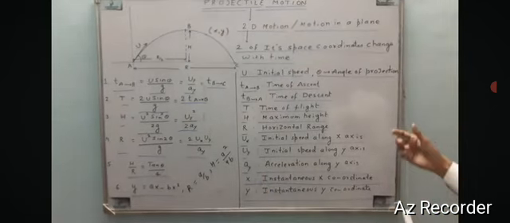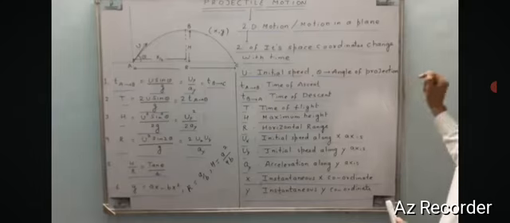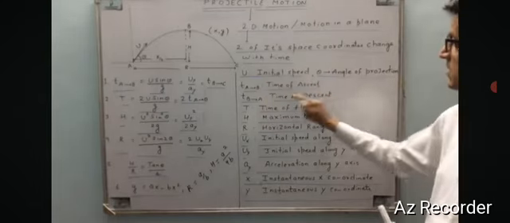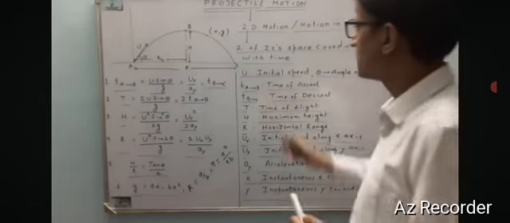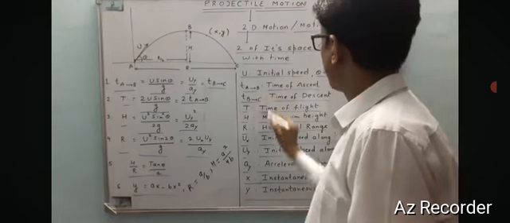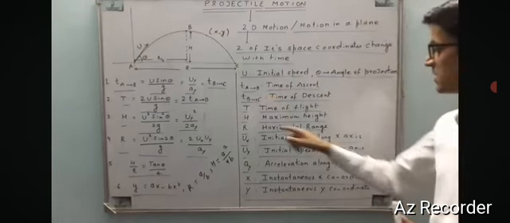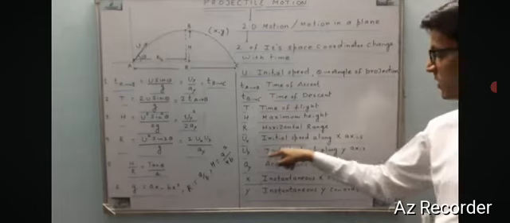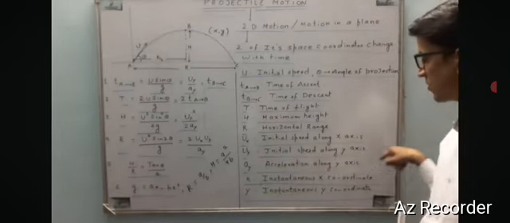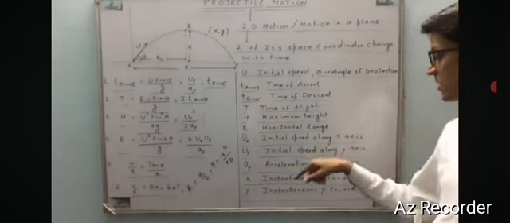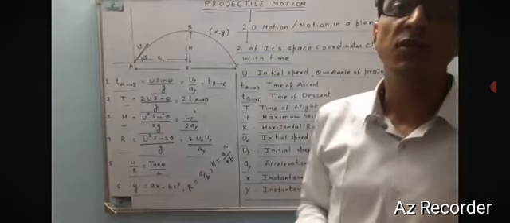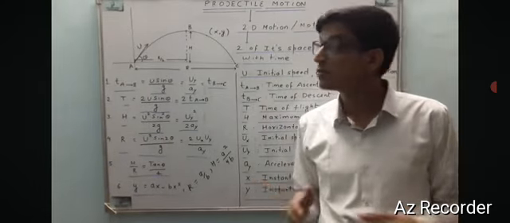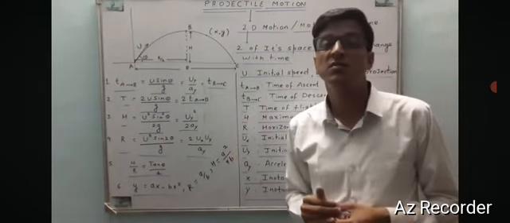So u is the initial speed, theta is the angle of projection, T of A to B is the time of ascent, T of B to C is the time of descent, capital T is the time of flight, capital H is the maximum height, R is the horizontal range, ux is initial speed along the x-axis, uy is initial speed along the y-axis, ay is acceleration along the y-axis, x is the instantaneous x coordinate, and y is the instantaneous y coordinate. So this is the information related to projectile motion.